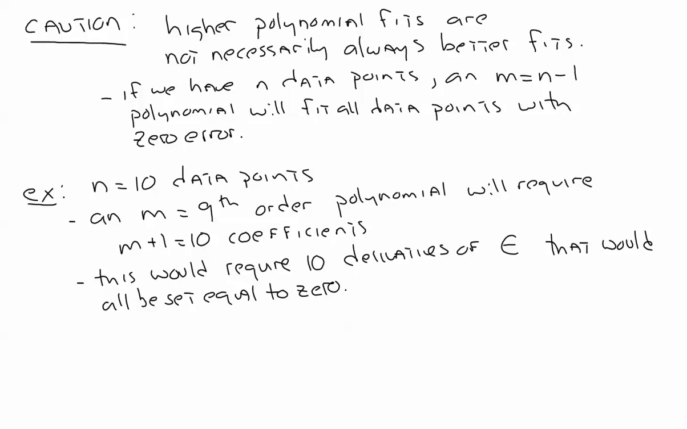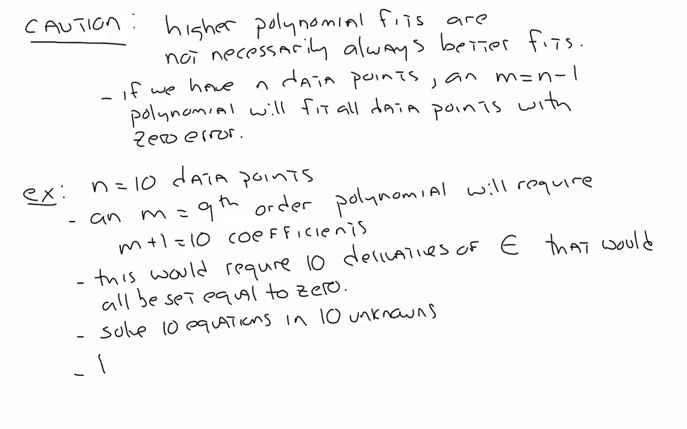All right? And then we would solve 10 equations in 10 unknowns. And because I have exactly 10 data points, I will end up with exactly 0 error. My ninth order polynomial will go through all 10 data points with 0 error.